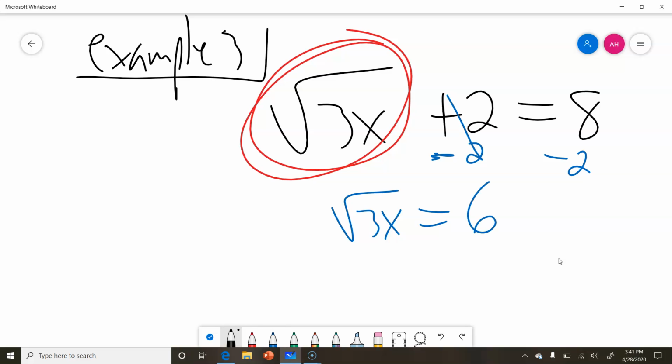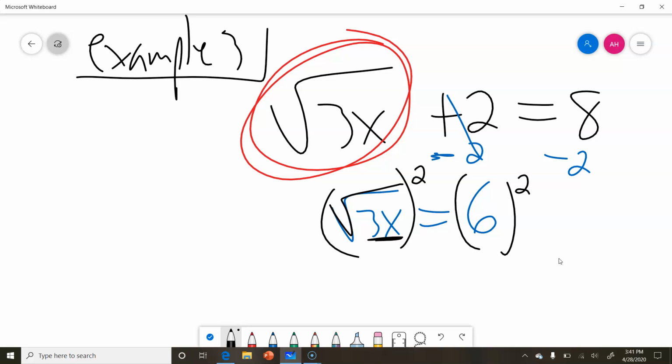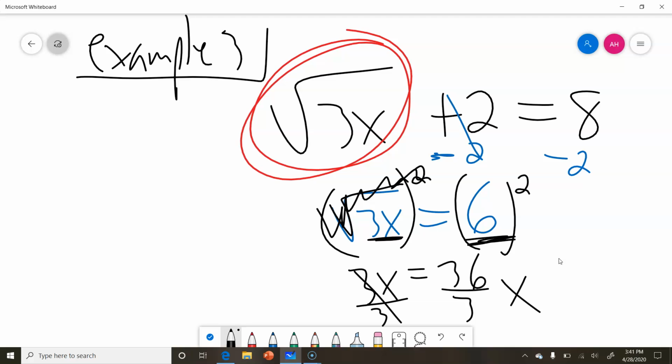Now again, we can't do anything in here until this sign is gone. And the way to get that sign away is to square it. So we square both sides, and now it's going to go away. So boom, sign is gone, square is gone, and we get 3x equals, what's 6 times 6? 36. Then I just do my normal algebra, divide by 3, and I get x equals, what's 36 divided by 3? 12. I get x equals 12.